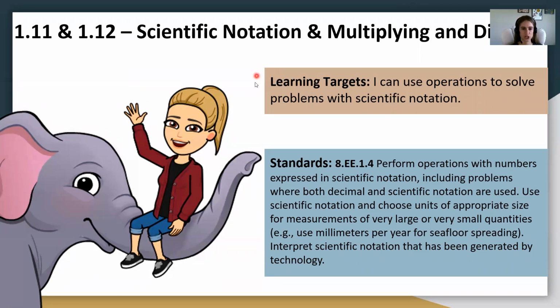So the learning target for today is that you can use operations, in this case specifically multiplication and division, to solve problems that are with and written in scientific notation. On Wednesday, we talked about what scientific notation is and how to add and subtract. So today we're going to follow up with that and multiply and divide.